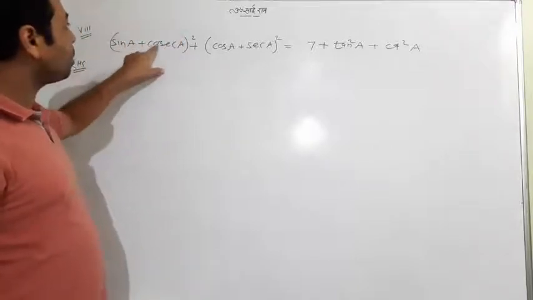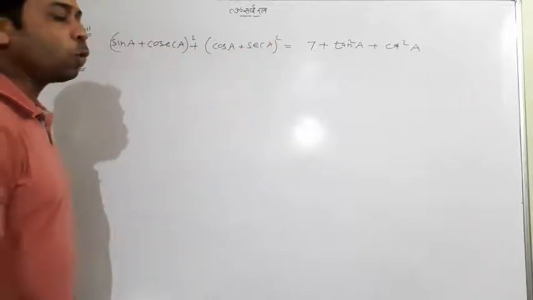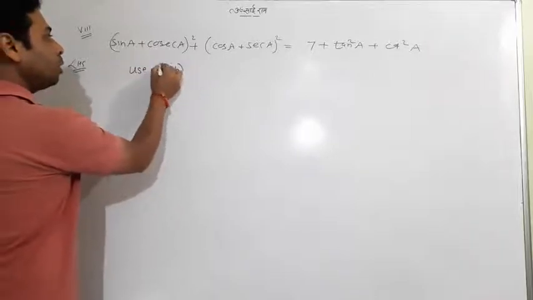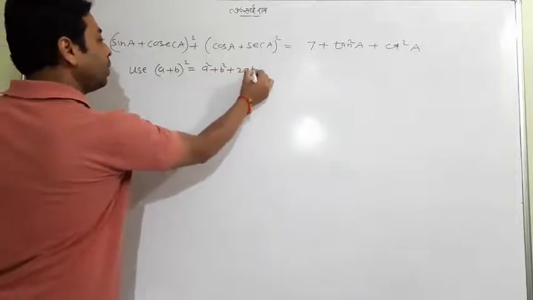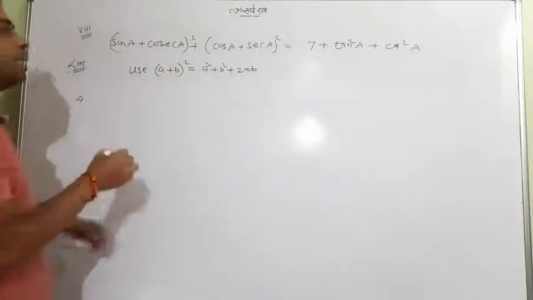Look at (a plus b) whole square plus (a plus b) whole square. So I am going to use (a plus b) whole square. As you know the formula, a square plus b square plus 2ab. Use it here as well as here, and what we will get? We need to answer this one.